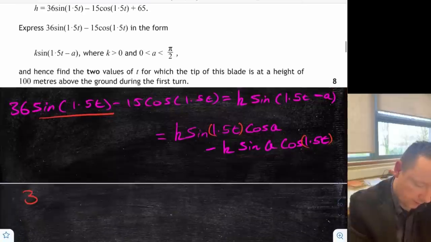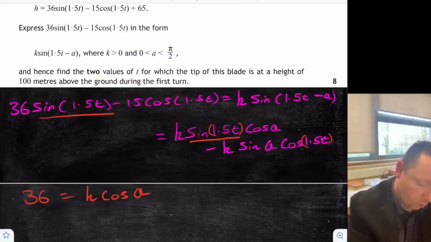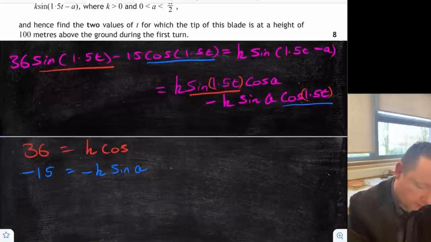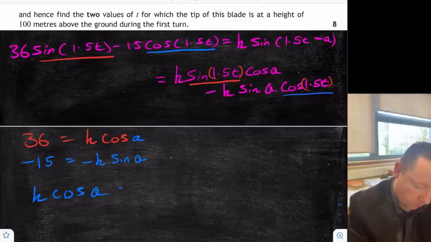So 36 equals what's in front of sine 1.5t on this side, k cos a. And similarly, looking at what's in front of cos 1.5t on this side is minus 15. And in front of cos 1.5t on this side is minus k sine a. To rewrite that more nicely then, I can say that k cos a equals 36 and k sine a equals 15.